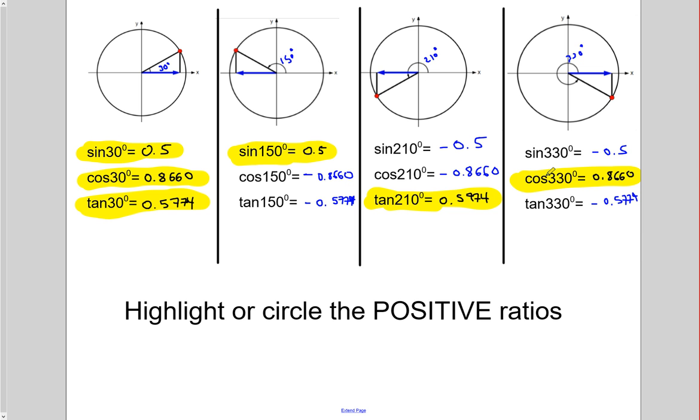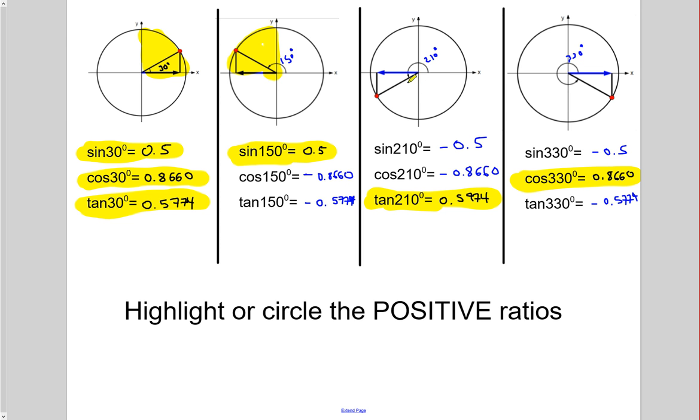So here's my pattern. I noticed that in this first area, we call this area quadrant 1. In graphing, that's what that area is called, where the x and the y are both positive, right? We call that quadrant 1. So in quadrant 1, sine, cos, and tan are all positive. In quadrant 2, if we end up over here, I notice that only sine ratios are positive. Cos and tan are negative.